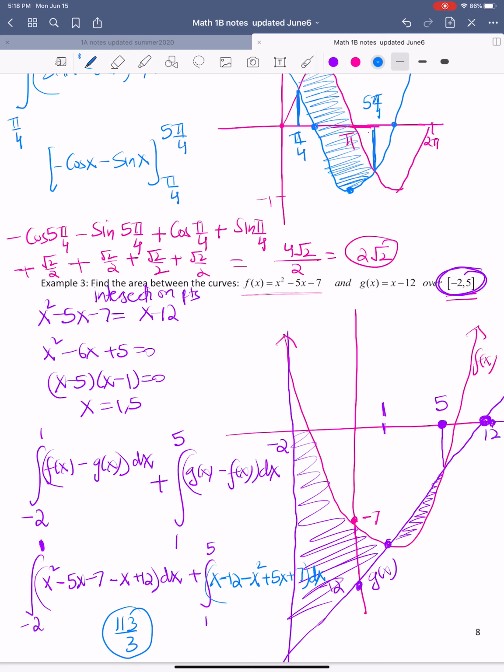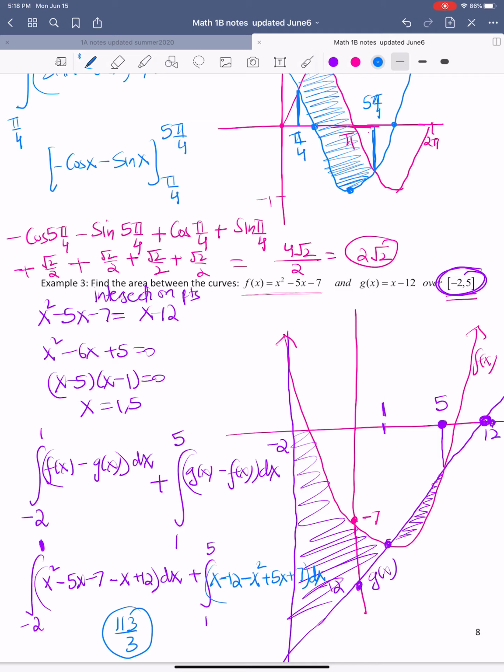So graphing helps give you an idea which curve is on the top, which curve is on the bottom, how they compare to each other, and it also gives you an estimate of where they intersect. But you can also find points of intersection by setting the curves equal to each other to know the exact points of intersection, because you need them for your upper and lower bounds for the integral.